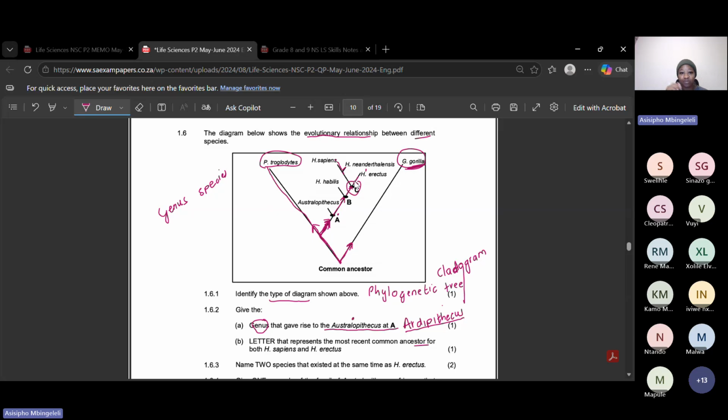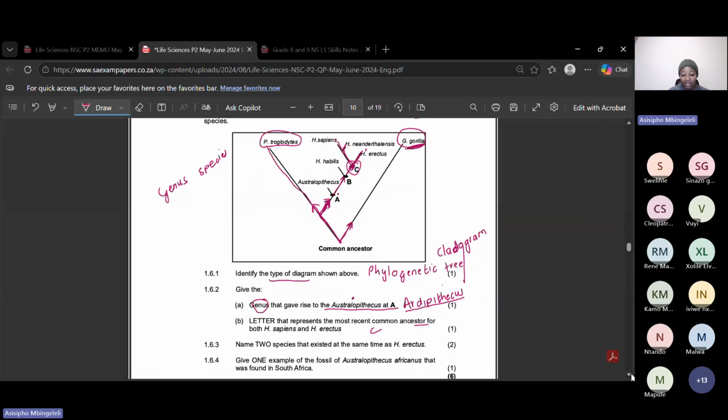This is not something you do once and understand. I also need to double check my answers with the memo, because it needs a little bit of practice for you to get it. So the letter is C, because that is where Homo erectus, Homo neanderthalensis, all of them originated, they are from this branch at C. You would need to do a lot of practice for you to get this. That's why I'm also having my answer in my mind, and then I double check with the memo. Then 1.6.3, name 2 species that existed at the same time as Homo erectus.